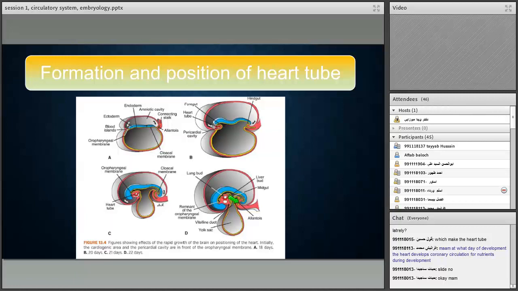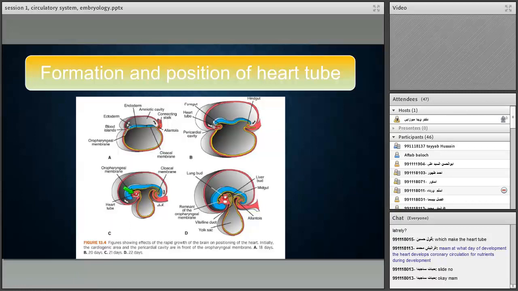Because of this folding also, the cardiogenic field is moving into the neck and the thoracic place, to the cervical region. It would be better to say the heart is moved at first to the cervical region and finally to the thorax. As the embryo folds cranially, it is also folding laterally.